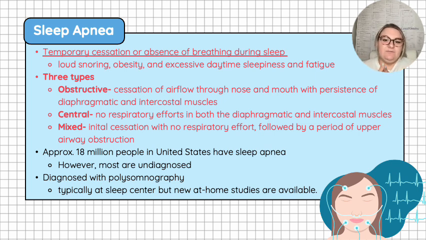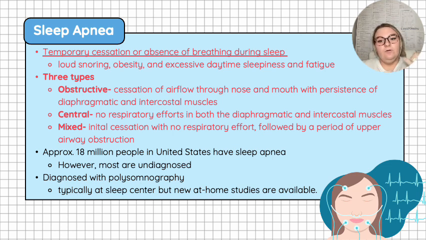Now, there's 3 different types of sleep apnea. The first one is obstructive. This is just that. There's an obstruction in the airway that affects the airflow of air through the nose and mouth. But with obstructive sleep apnea, there are still respiratory efforts from the diaphragm and intercostal muscles.